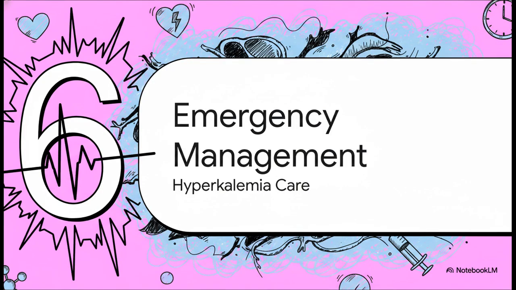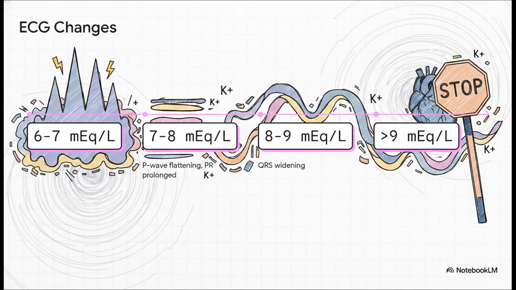Section 6. Hyperkalemia, Emergency Medical Management. When a patient's resting membrane potential hits end-stage excitability, immediate sequential intervention is a literal matter of life and death. Look at this terrifying progression towards sudden cardiac death. At 6 to 7 milliequivalents, you see those classic, tall, peaked T waves. From 7 to 8, P wave flattening and PR prolongation occur. From 8 to 9, the QRS widens dramatically. And once you cross 9, you reach the terminal sine wave pattern.